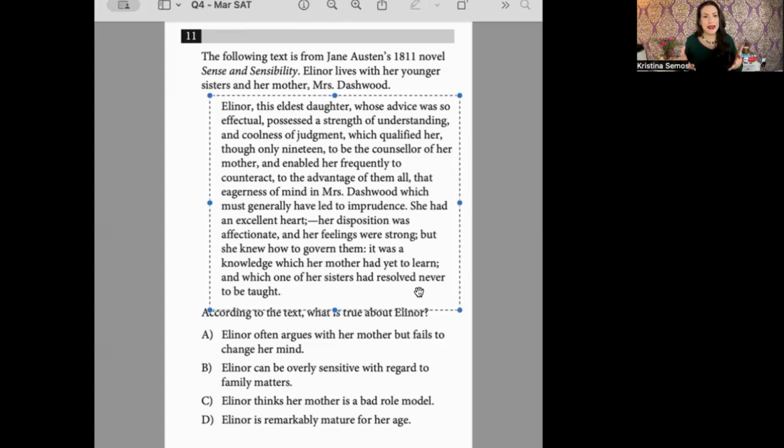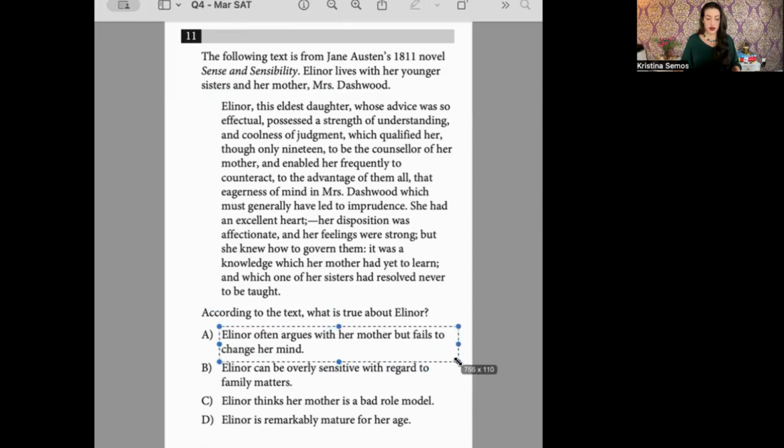So what is true of her? There could be many things true of her. I need to look at my answer choices to understand what they're going for here. Overall, I'm getting the sense that she is calm, cool, collected, rational, in ways her mother and her sister are not. That might be what's going on, but let's see which options they actually give us.